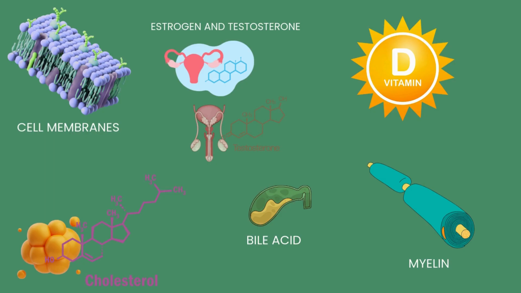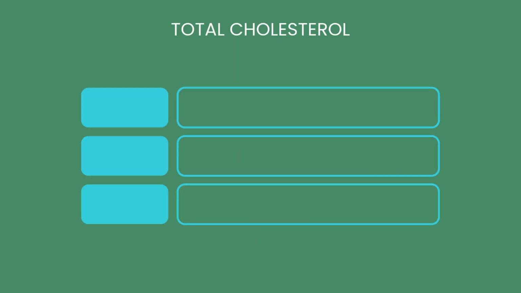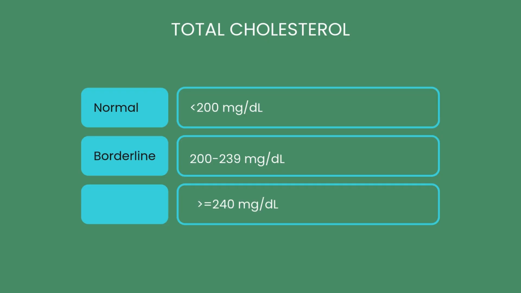We will look at the subtypes of cholesterol, but for total cholesterol, the desirable level is under 200 milligrams per deciliter. Readings from 200 to 239 milligrams per deciliter are considered borderline high, and levels of 240 milligrams per deciliter or above are considered high.